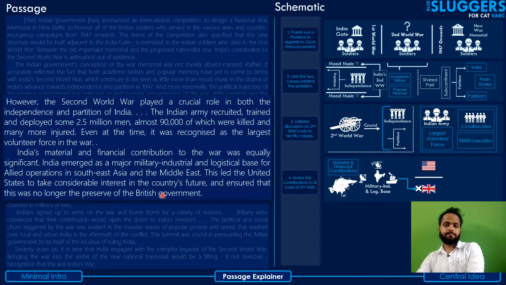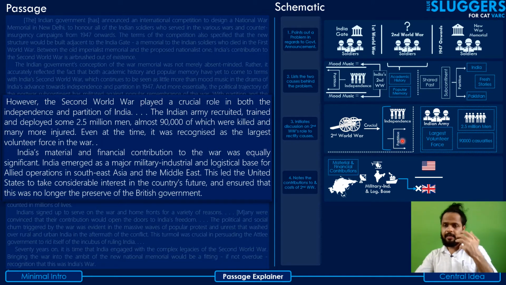Okay, so guys, in these two paragraphs, the author has tried to address the problem that he has already cited in the earlier paragraphs. In the earlier paragraphs, the problem that he has cited is that at a very fundamental level, in our academic history and popular memory, we have not attributed substantial importance to India's involvement in the Second World War, the effort that Indians had put in. Okay, and now he's trying to address that. He's trying to prove why that is important, and how the Second World War also played a very crucial role in India's independence and partition.